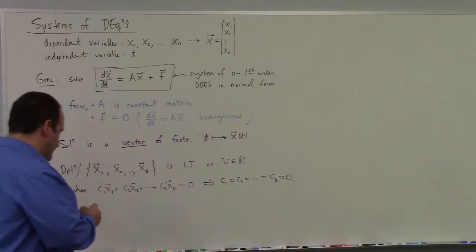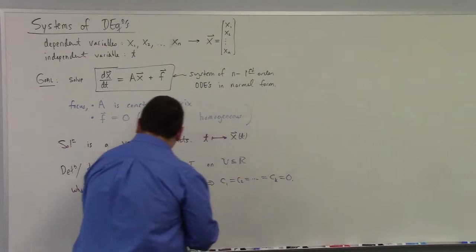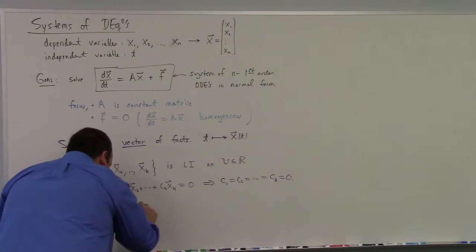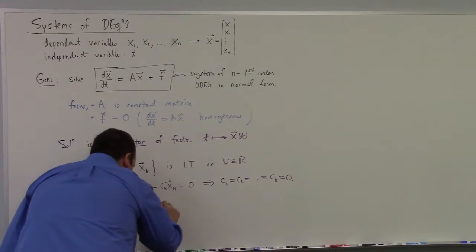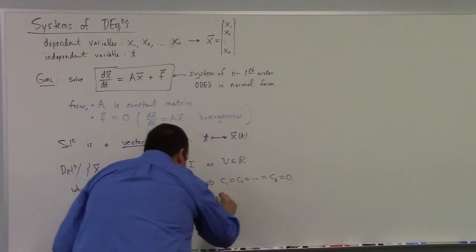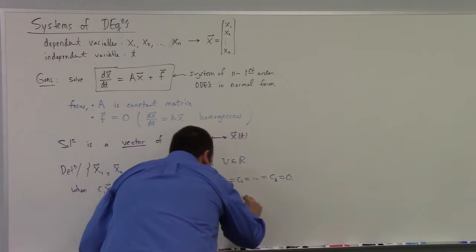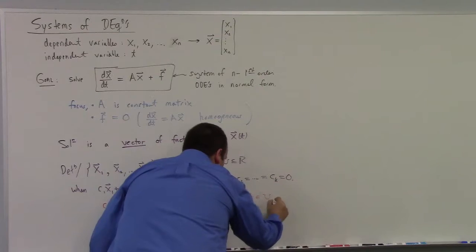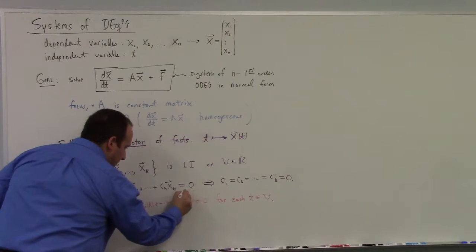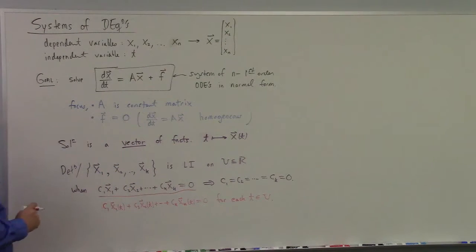Now, I should be a little bit careful here. This is shorthand for a function equation. This is really c1 x1 of t plus c2 x2 of t plus and so on plus ck xk of t equals 0 for each t in the interval U. That's what this purple statement is shorthand for. It's a function equation, so don't be deceived. That's not just one equation. It's actually infinitely many, one for each time in the interval of consideration.